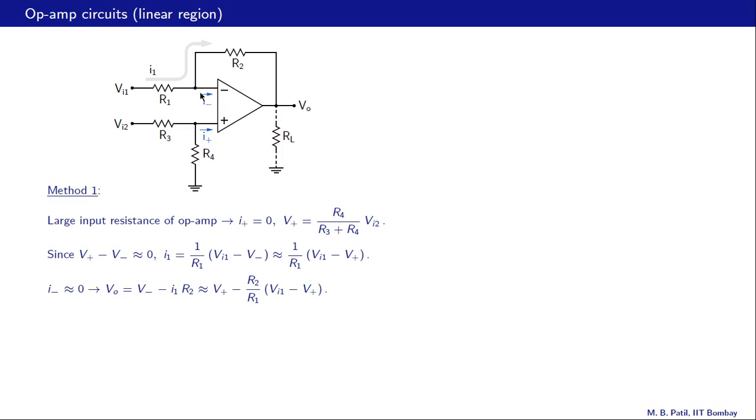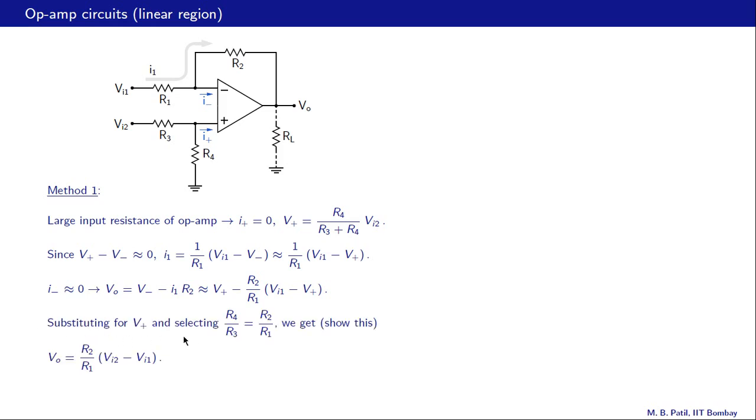So VO is V minus minus this I1 times R2. So that is equal to V plus, because V minus and V plus are nearly equal, minus R2 times I1. We already have an expression for I1 right there. So we substitute that and get this result. So we have now got VO in terms of V plus. The next step is to substitute for V plus this expression, and that will give us VO in terms of VI1 and VI2.